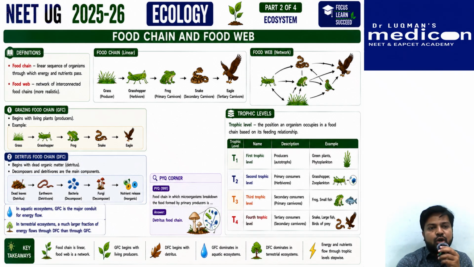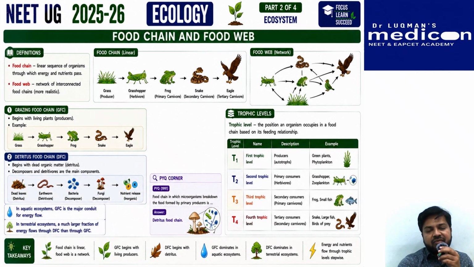You have to understand what we mean by detritus food chain. It means those food chains which begin with dead organic matter, that is detritus. Decomposers and detritivores are the main components. Example: dead leaves, detritus, earthworm is a detritivore, then bacteria is a decomposer, then fungi is a decomposer, then nutrients are released as inorganic matter. So this is called a detritus food chain.